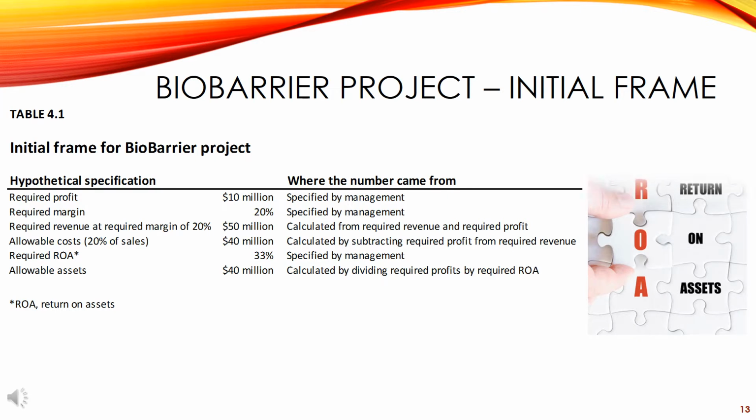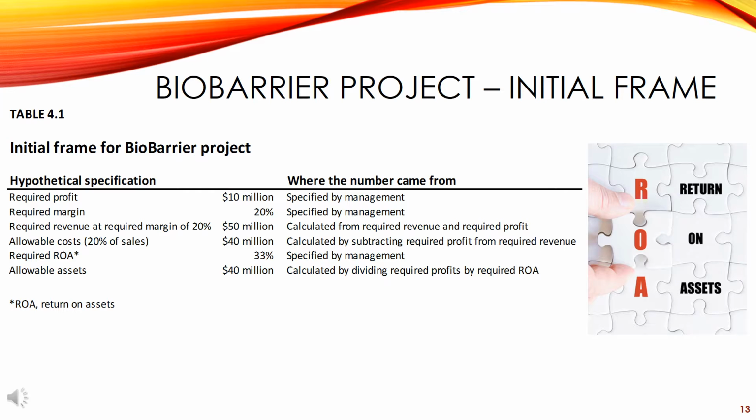The initial frame for the BioBarrier project is illustrated in Table 4.1 of McGrath and Macmillan's Discovery-Driven Growth textbook, and is illustrated here on slide 13. Creating an initial frame like this is different in the discovery-driven planning process versus conventional planning. The discovery-driven planning process simply takes what must occur for the plan to be considered successful and then works backwards.